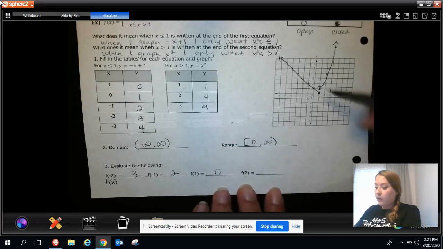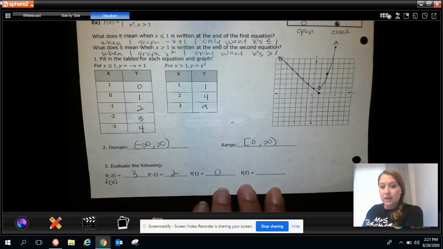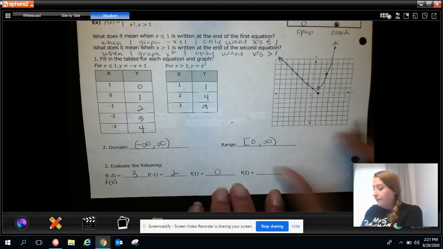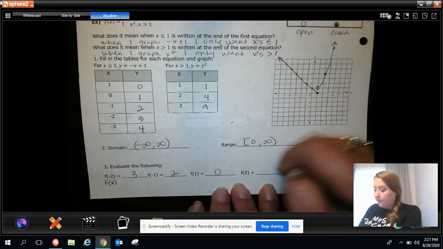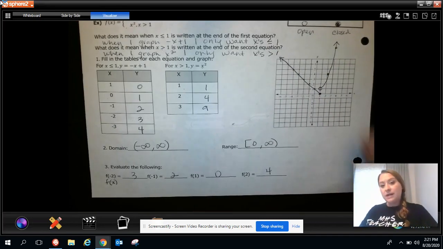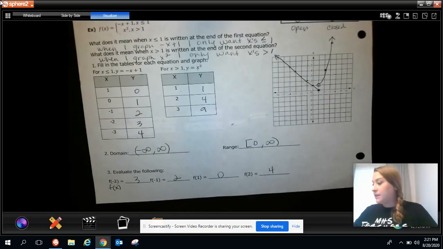So be careful when you have two y values for the same x. Make sure you're using the right y. When x is 2, our y value here is 4. Okay, so that is how you do the piecewise functions.